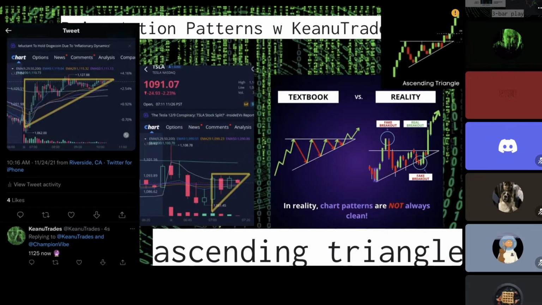Ascending triangle. This is my favorite play, because as you can see on my iPhone there, that yellow pattern, I just draw it all the time.